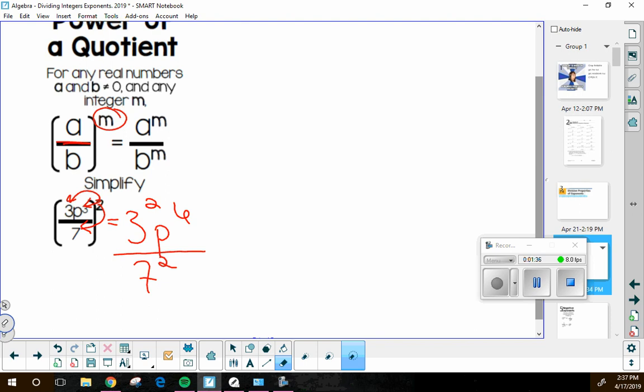Those of you that are still taping your foldable, you're going to be behind. You can wait and do that when we're done, and you're not going to be lost then. And so this becomes 9p to the 6th over 49. All right.